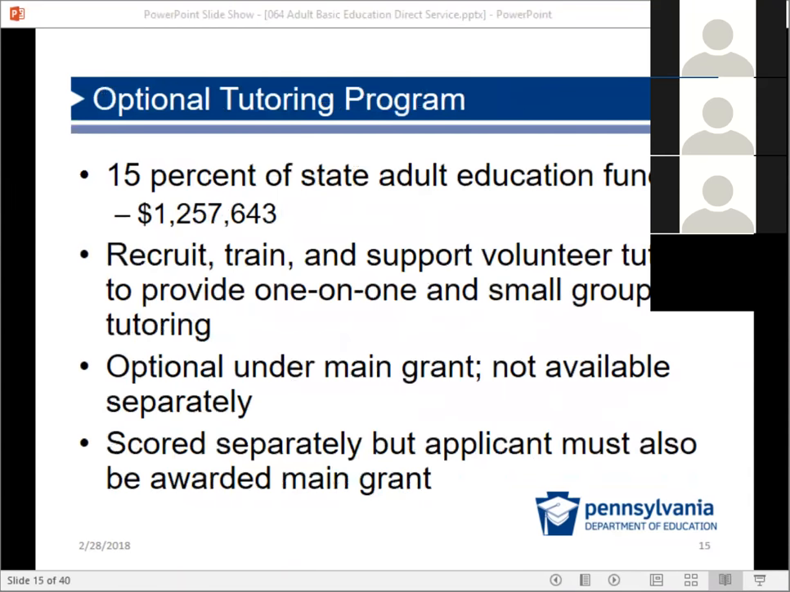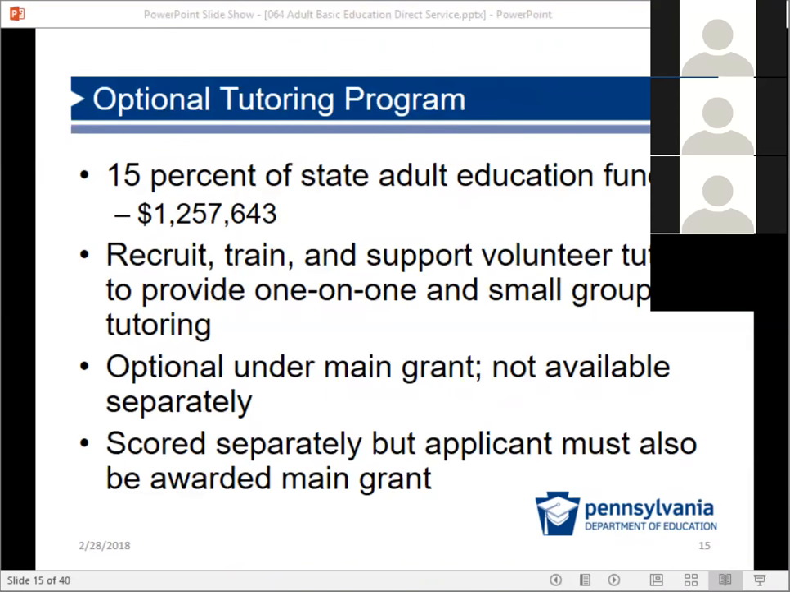Pennsylvania Act 143 requires that 20% of the state funds allocated for adult basic education be used for programs that recruit, train, and support volunteer adult literacy education instructors, also known as volunteer tutors. These individuals provide one-on-one and small group tutoring.